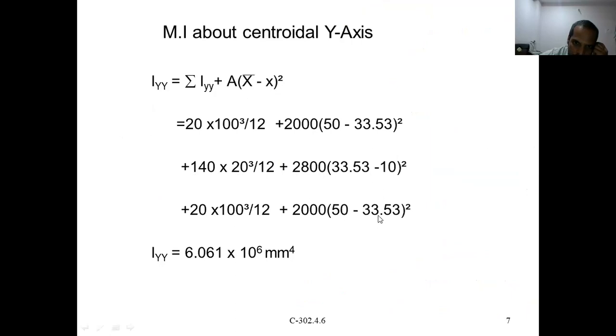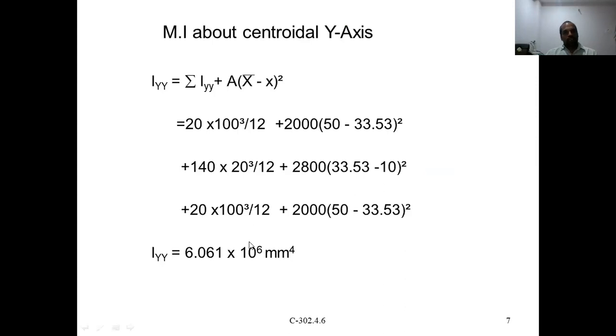Similarly, figure 3 is the same thing. That's why I put it as 2 into. If you substitute, it will be very easy to calculate. So Iyy is equal to 6.061 into 10 to the power 6 mm to the power 4. Like that, you have to calculate the moment of inertia for the channel sections.